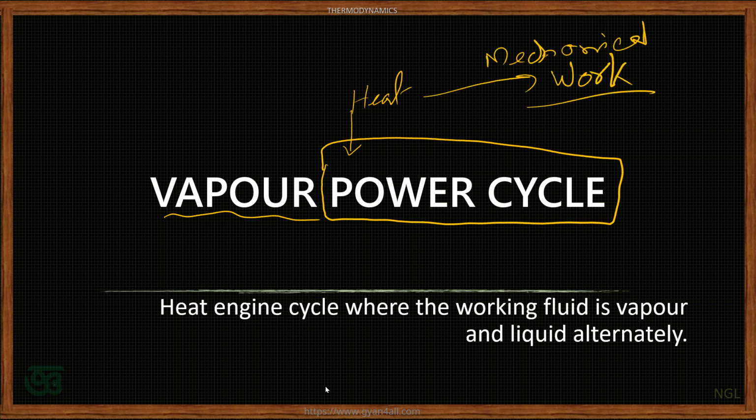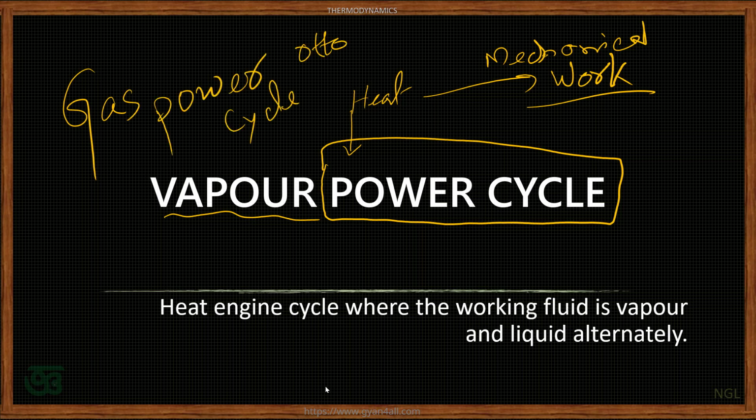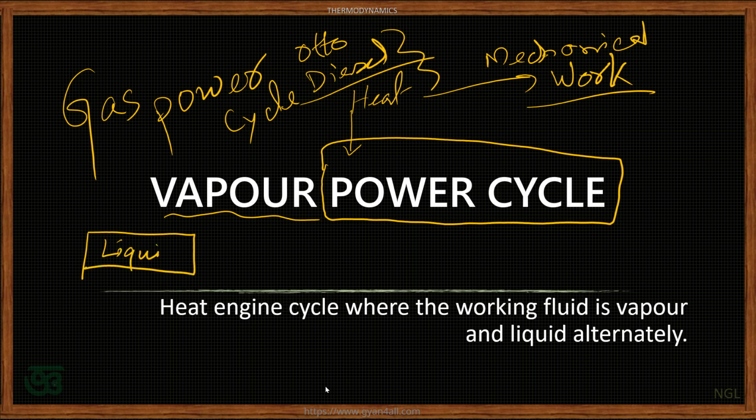We have already discussed gas power cycles like the Otto cycle, diesel cycle, dual cycle, etc. In these gas power cycles, the working fluid is gas throughout the cycle. But in a vapor power cycle, the working fluid changes its phase from liquid to vapor and again from vapor to liquid. And that is why this type of cycle is called a vapor power cycle.